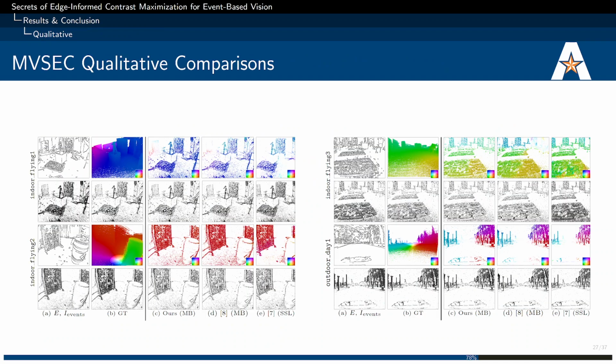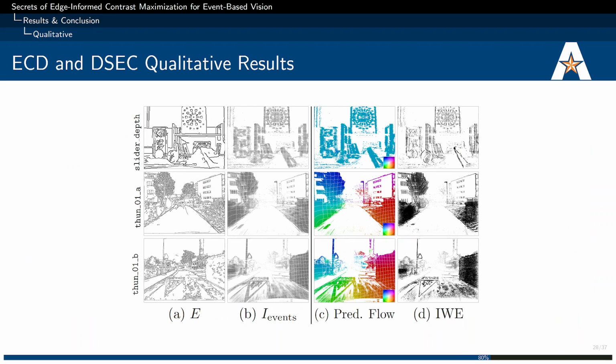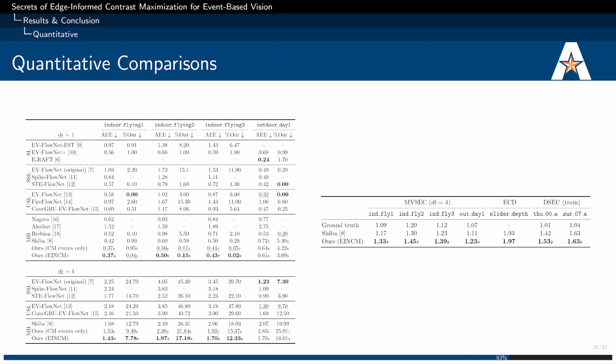Here are some qualitative results of our method for the MVSEC dataset. And here are some qualitative results of our method for ECD and DSEC datasets. Our method achieves state-of-the-art performance on the MVSEC dataset, outperforming model-based and learning-based approaches. The table on the right demonstrates superior sharpness across all datasets.